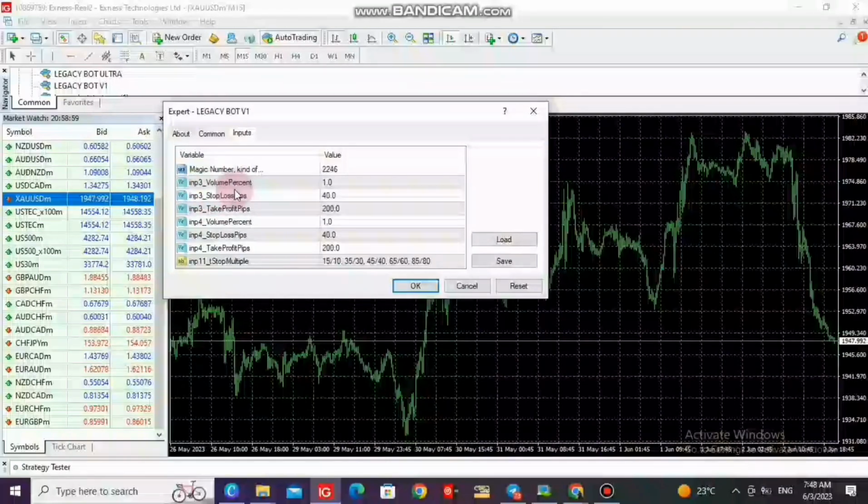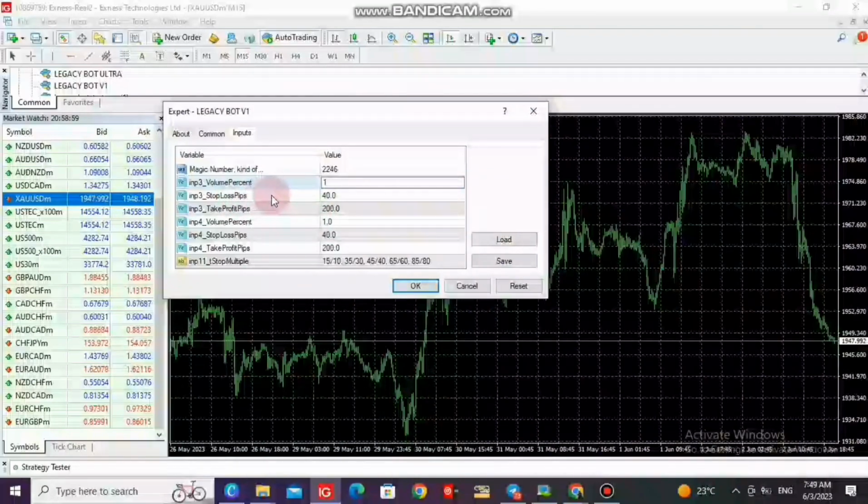Here where it says volume percentage, the bot is actually risking 1% per trade currently. So that means that for every trade that is opened by the bot, it's using pending orders. For every pending order that is opened, it will only use 1% of that particular account balance. It can also be changed if you want to risk more. Let's say, for example, you want to risk 10% of your account. You can actually do that and just change it up real quick. But for me, I'll just stick with 1% per trade or per pending order.